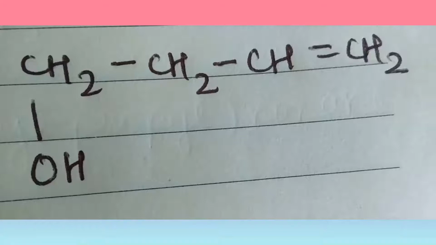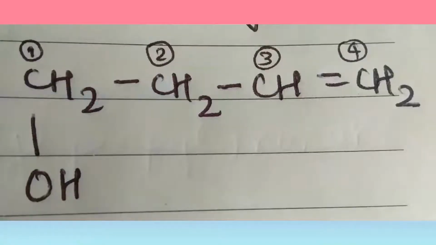So the numbering is done in such a way that the carbon that has the alcohol group present on it gets the least locant number, and that is done if we start the locant arrangement from left to right. If you go from left to right here, you notice that the double bond carbon has the number 3 and the alcohol carbon has the number 1.